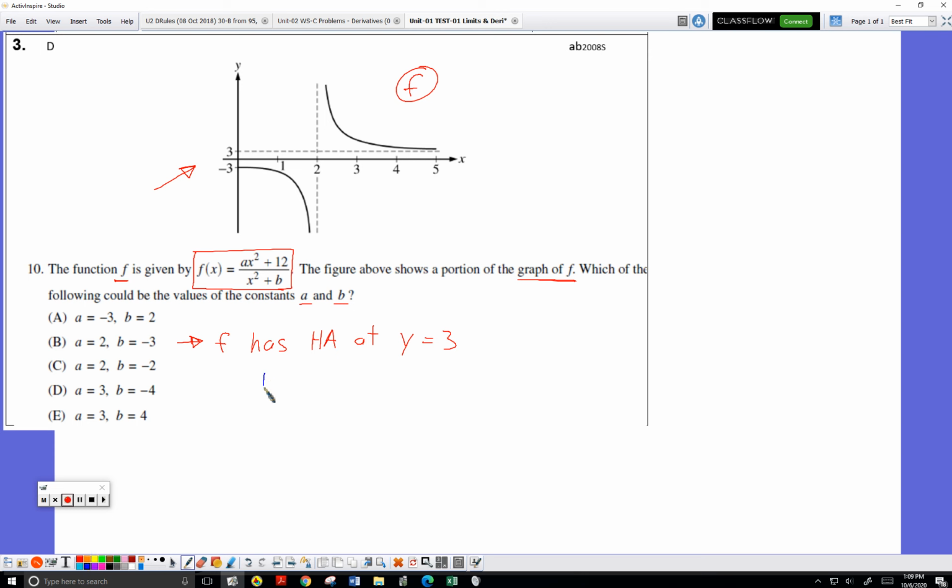The limit as x approaches infinity, could be negative infinity, by the way. That doesn't happen very often, but I kind of make a little note just in case. Of f must also be 3. They are one and the same. That should be on the back of your flashcard.